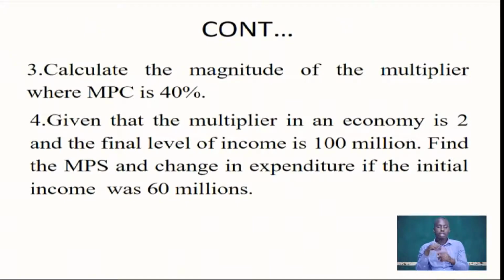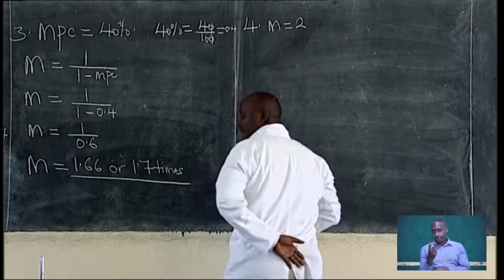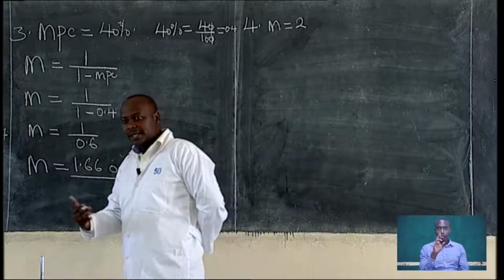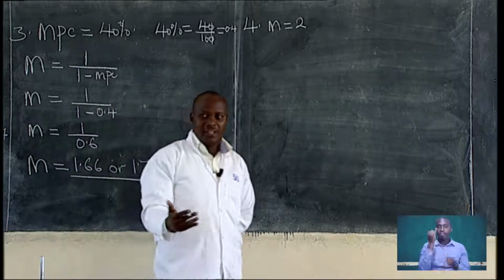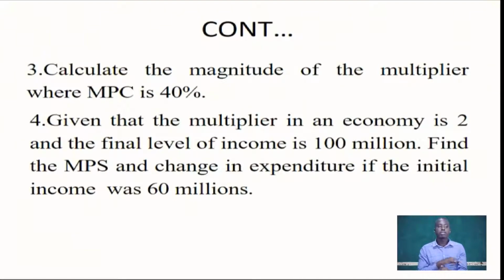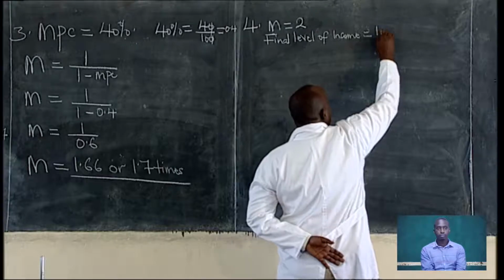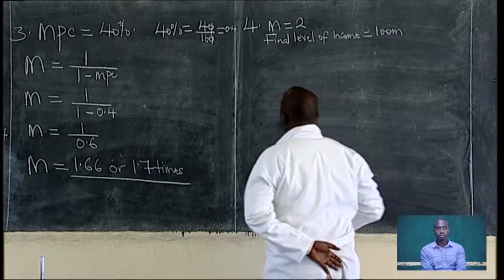In question 4, we are given the multiplier, which is 2. Given that the multiplier in an economy is 2, and the final level of income is 100 million. We are given the final level of income, which is 100 million.